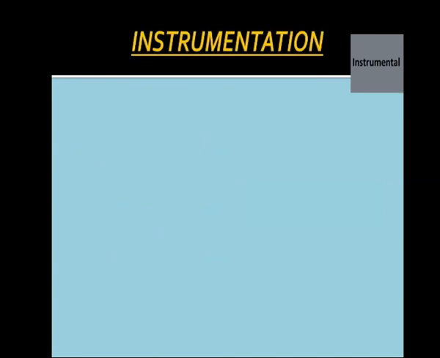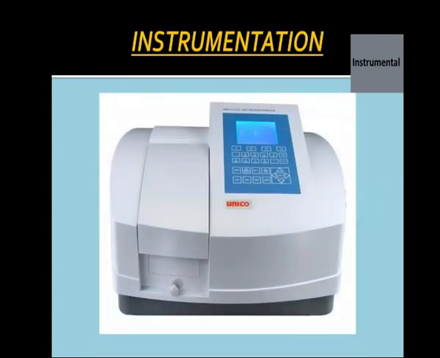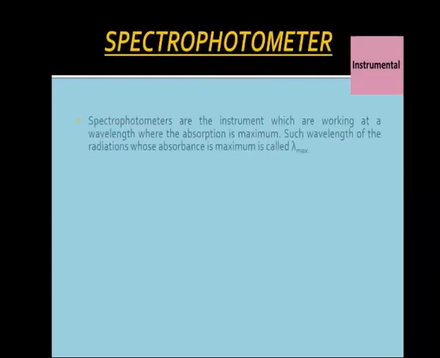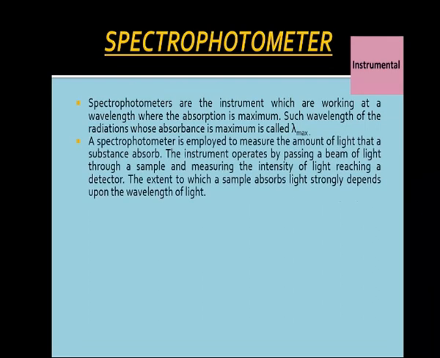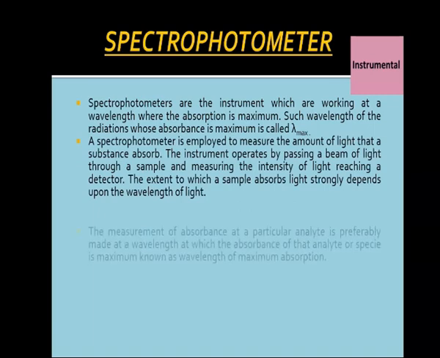Now, the instrumentation. The instrument which we use here is the spectrophotometer. So, what is a spectrophotometer? Spectrophotometers are instruments which work at a wavelength where the absorption is maximum. Such a wavelength of the radiation whose absorbance is maximum is called lambda max. A spectrophotometer is employed to measure the amount of light that a substance absorbs. The instrument operates by passing a beam of light through a sample and measuring the intensity of light reaching a detector. The extent to which a sample absorbs light strongly depends upon the wavelength of light.